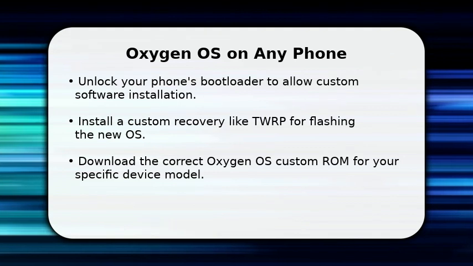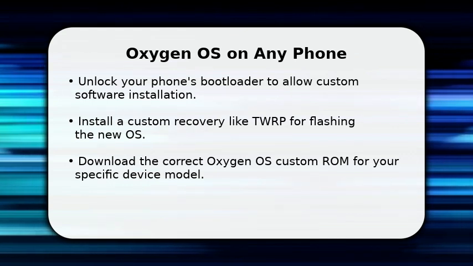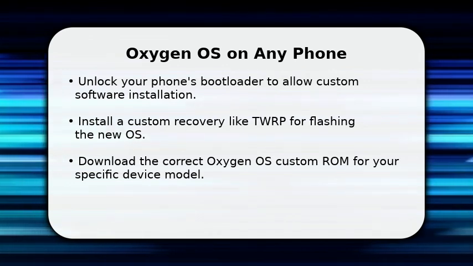Then, install a custom recovery like TWRP, essential for flashing the new operating system. Finally, download the correct Oxygen OS custom ROM, specifically designed for your phone model.